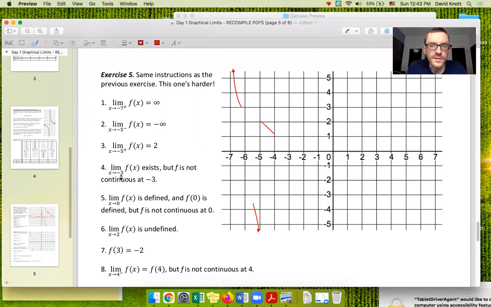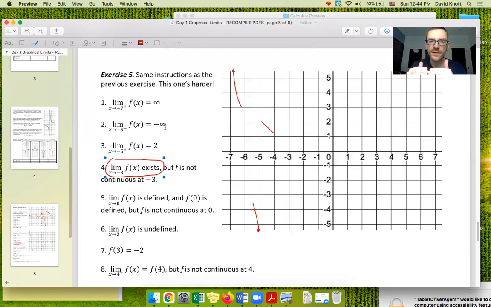Here's a tricky one. The limit as x approaches -3, that's the two-sided limit, exists, but f is not continuous at -3. So what's going on there? You have to think about that. If this two-sided limit exists, that means what? What's required for the two-sided limit to exist? It's that the left and right-hand limits have to be the same, right?